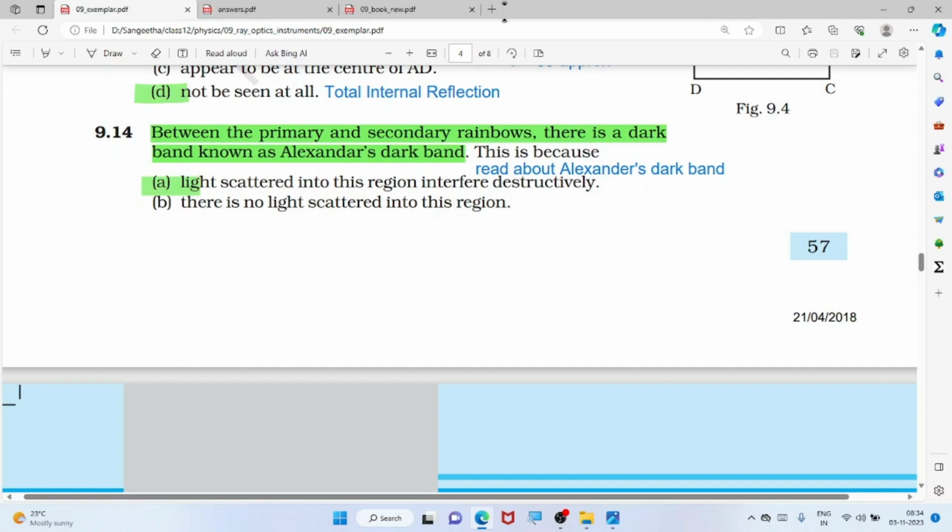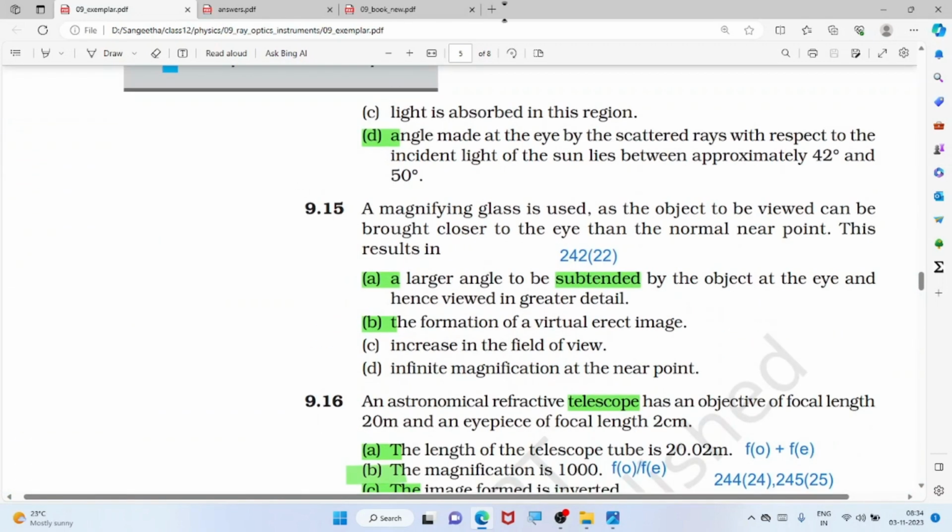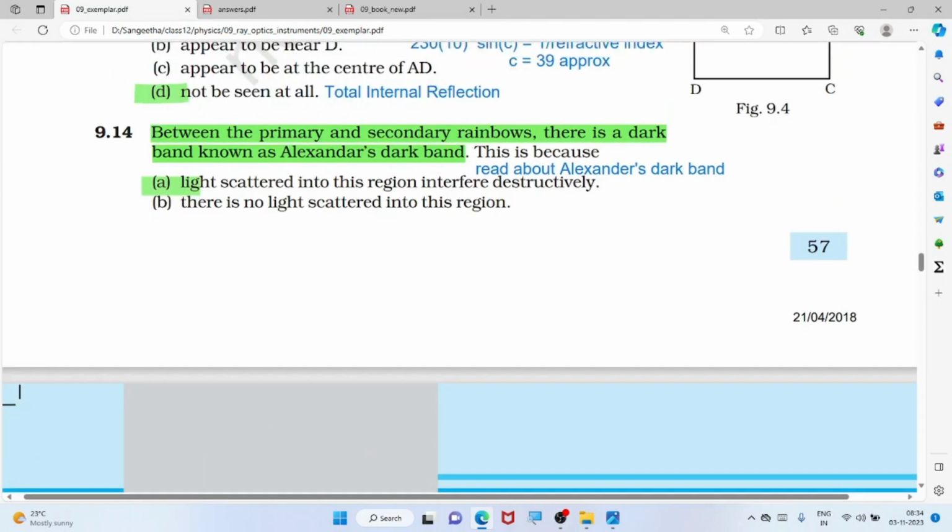This is because light scattered from the region interferes destructively. This is the region where there is no light scattered. So the angle made at the eye by the scattered light with respect to the incident light, okay, this is also correct. You can go through the details about the rainbows and this dark band.